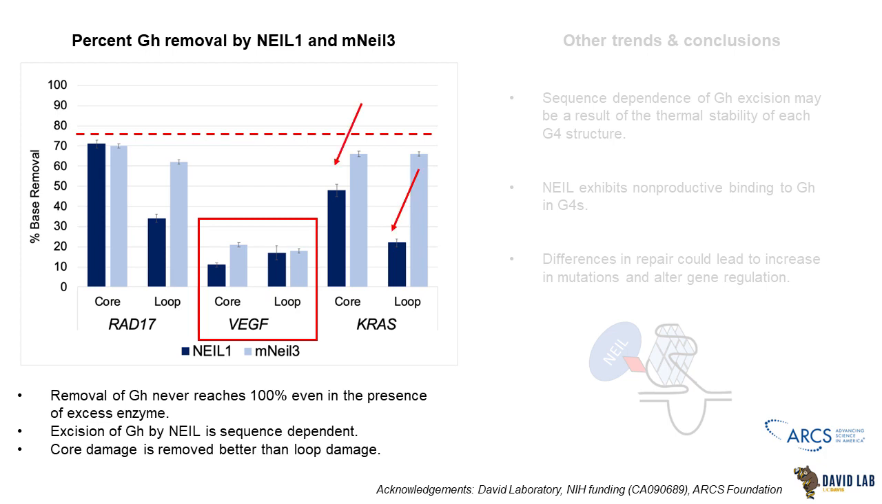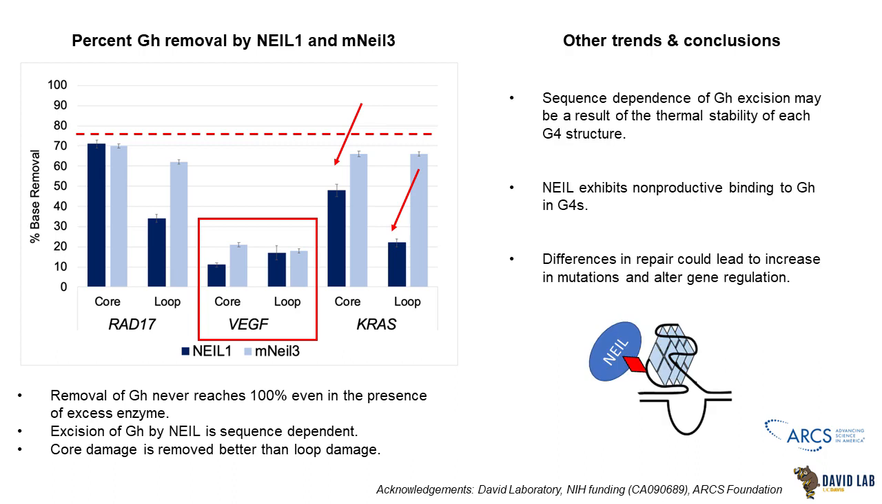We hypothesized that the sequence dependence of GH excision may be due to the varying thermal stabilities of the G4 structure. Additionally, we demonstrate that NEIL can non-productively bind the GH-containing G4s. Differences in repair between sequences could lead to increase in mutations and alter gene regulation, so we plan to continue studying these interactions of NEIL with G4s and in the future look into NEIL's role in G4-regulated gene expression.